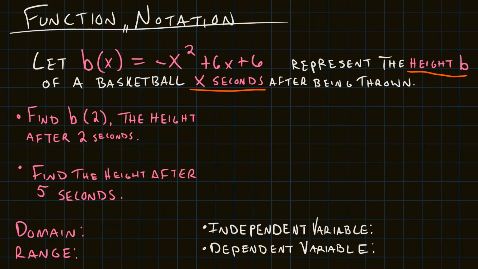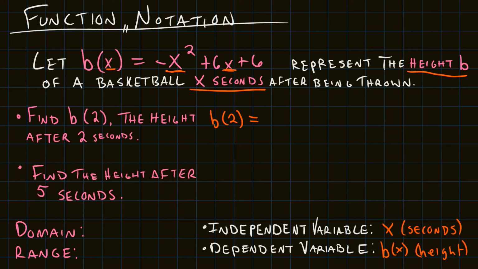So our independent variable this time is x, which represents seconds, and our dependent variable is b of x, which represents the height. So now we're being asked to find b of 2, the height after 2 seconds. So to find b of 2, we are going to evaluate the function using the equation. We can use substitution to simply replace any instance of x in our equation with the value of 2.